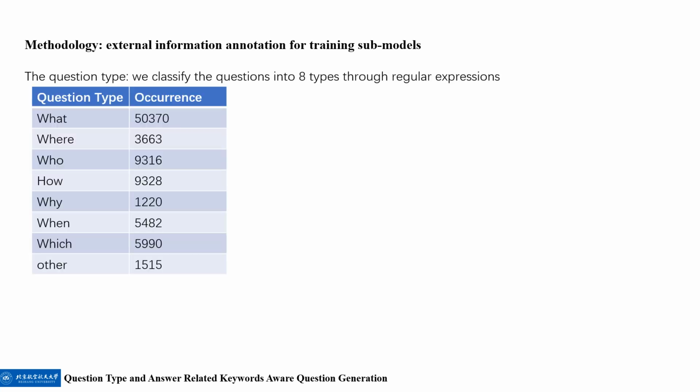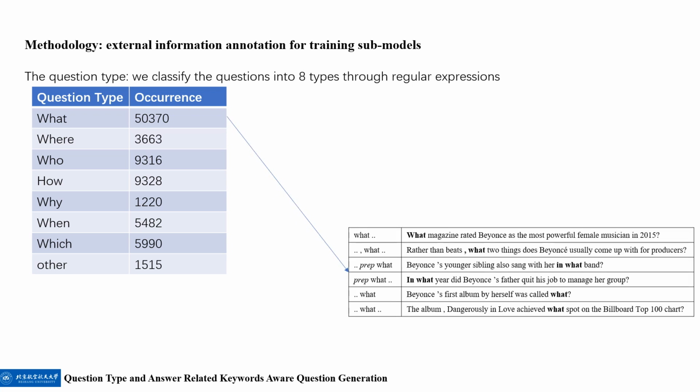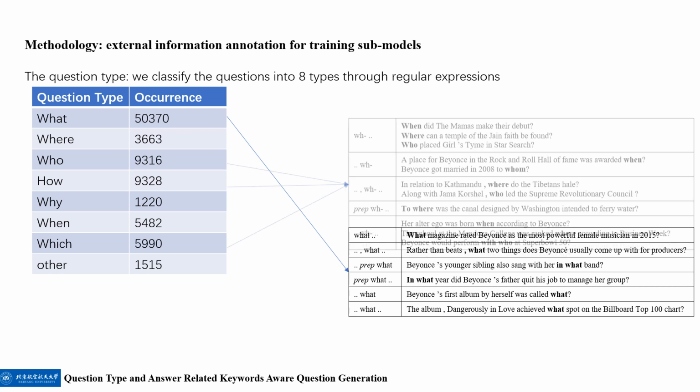To annotate the question type information, we first classify all the questions into 8 types. Among them, what-type questions take the largest proportion, while why-type questions are the fewest. And then we classify the given question into those types through specific regular expressions.